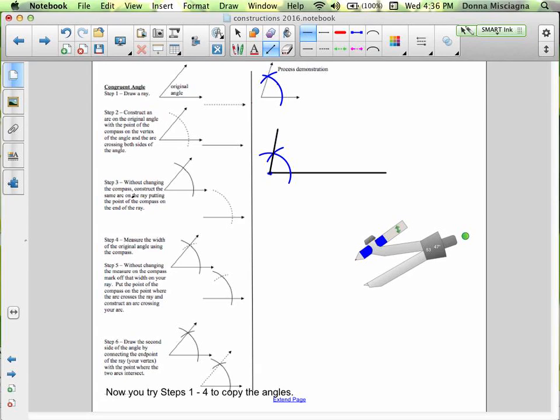It matters how many degrees the angle is. We don't care how long the sides are, all right? The sides can be longer if you'd like, it doesn't matter. Look how long the one side is. All right, that's it for copying an angle.